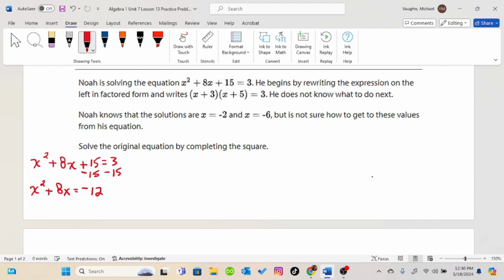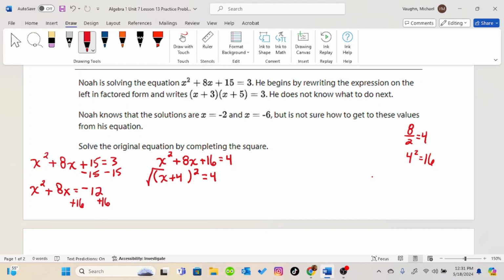Now we need to take the b term, which is 8, and divide it by 2. And that gives us 4. Now we're going to square 4 and we get 16. This is what we're going to add to both sides. Now we have x squared plus 8x plus 16 equals positive 4. When we factor the left side, we get x plus 4 squared equals 4.